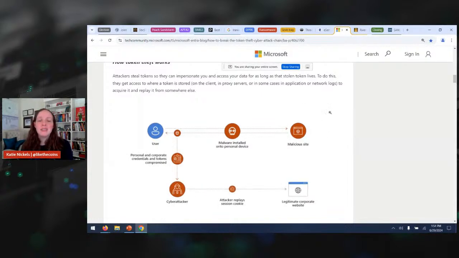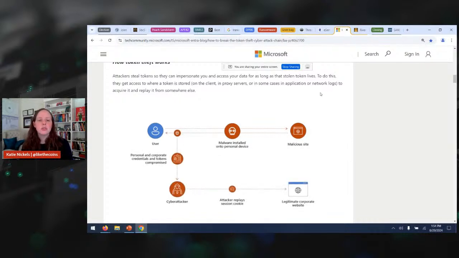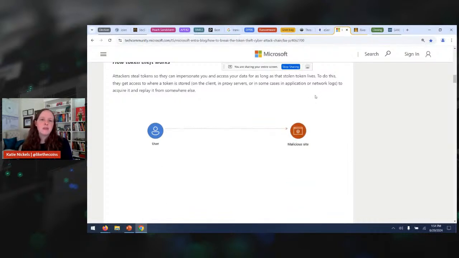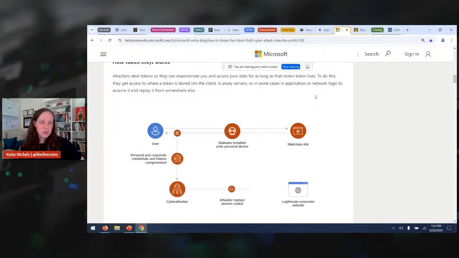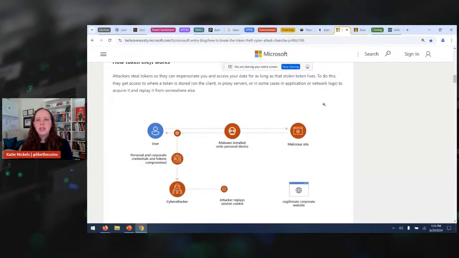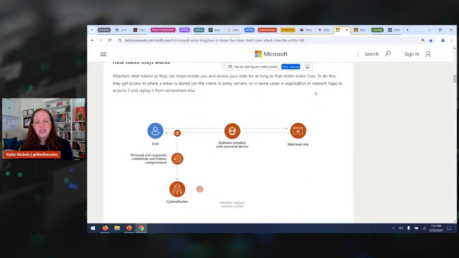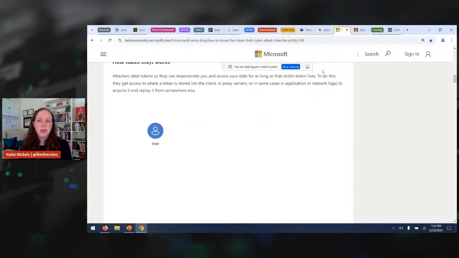Why do we care about tokens? Because adversaries can steal them and use our access to gain access to applications, to other sites. And again, I like the metaphor of stealing my ticket. If I drop my ticket to the amusement park ride, someone can steal it and then gain access to that ride. So something a little different, but I just wanted to call that out because I thought it was a really neat graphic. And if you're not familiar with token theft, maybe that metaphor helps you a little bit to think through that.